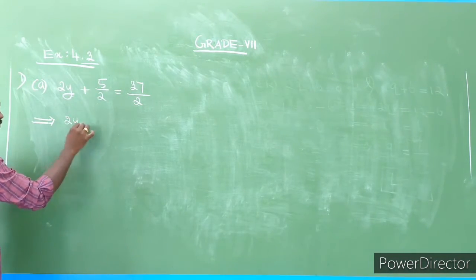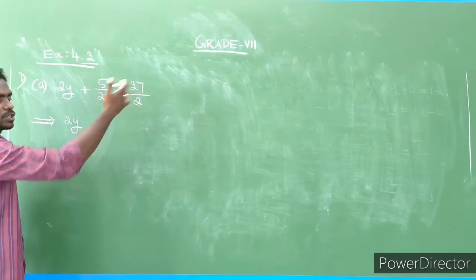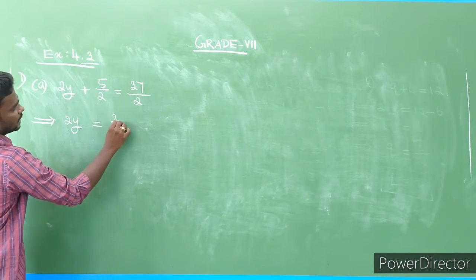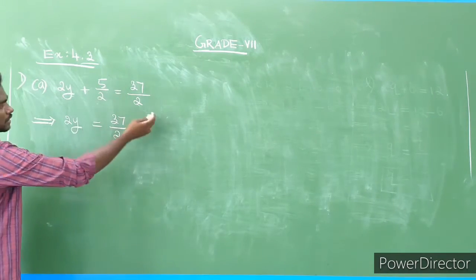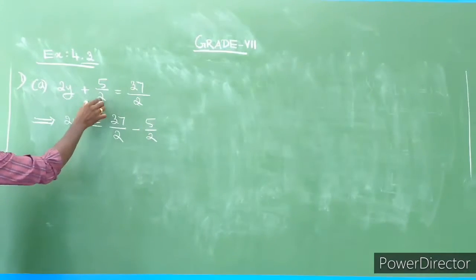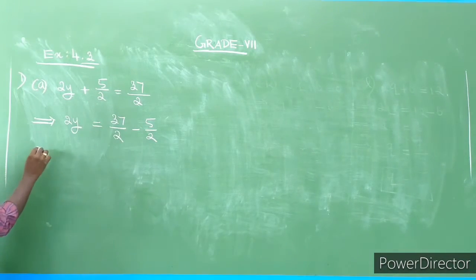We keep the value 2y in the left side. So this plus 5 by 2 is transposing to, what is that? Minus 5 by 2, which is equal to the right side value 37 divided by 2. This plus 5 by 2 is transposing to minus 5 by 2 to the right side.